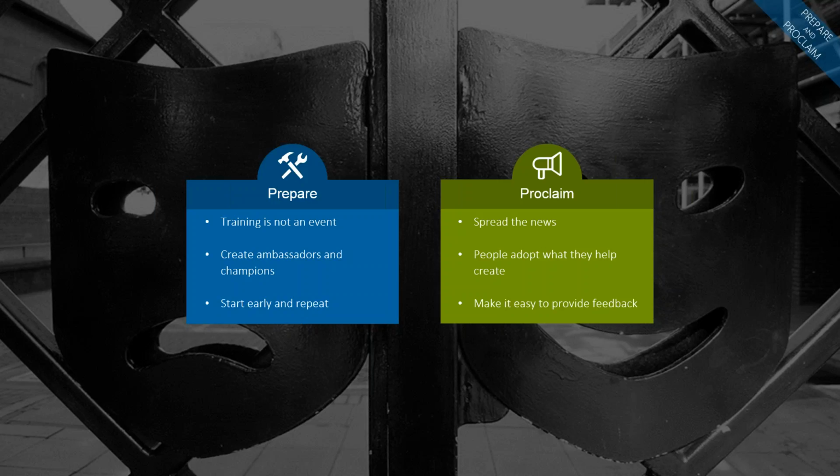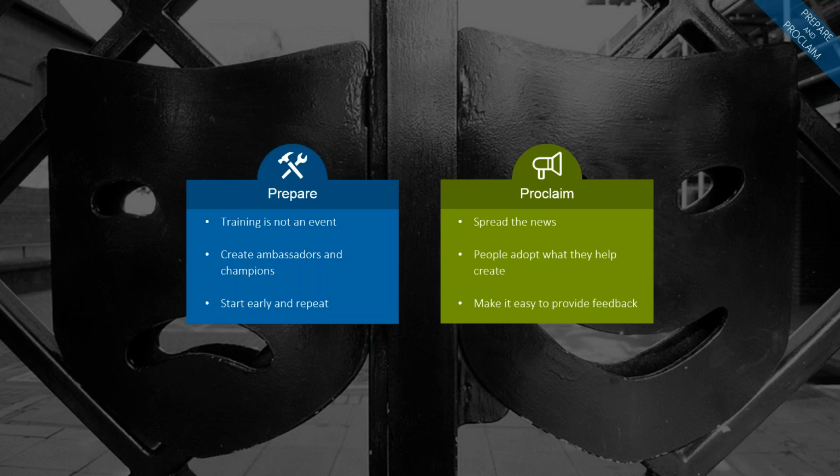Are we going to hang banners in the break room? Are we going to send it out via email? Who's it going to come from? When are we going to send it? And making sure we're sending out the message that this is what's coming, here's how to get excited, here's how to get involved. I mentioned it before, but people adopt what they help create. Get people engaged and involved.